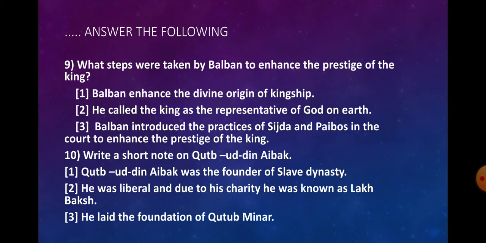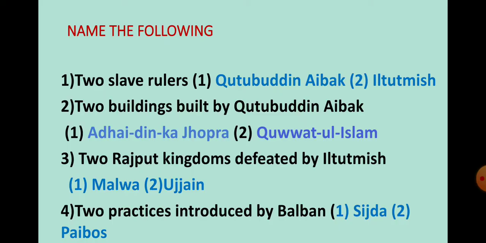Question number 10. Write a short note on Qutbuddin Aibak. Qutbuddin Aibak was the founder of the slave dynasty. He was liberal and due to his charity he was known as Lakh Baksh. He laid the foundation of Qutub Minar. So here we wind up our answer the following questions. Now we'll move to the objective type questions.